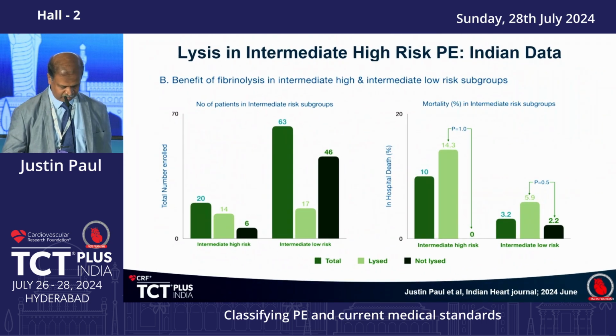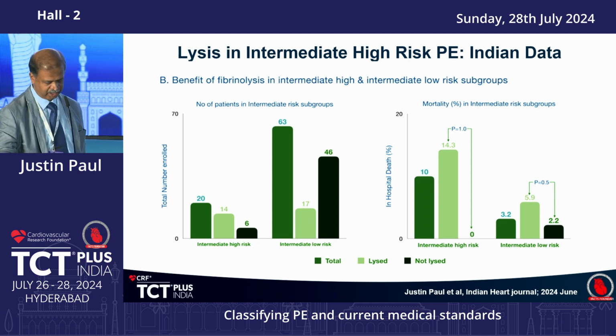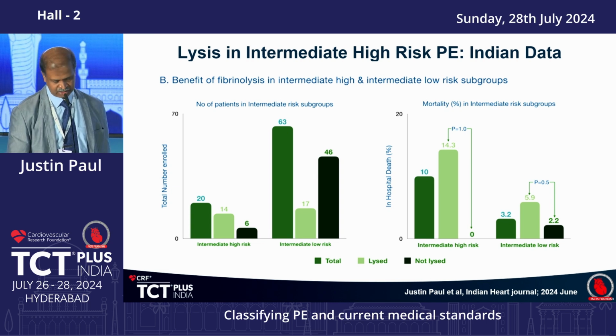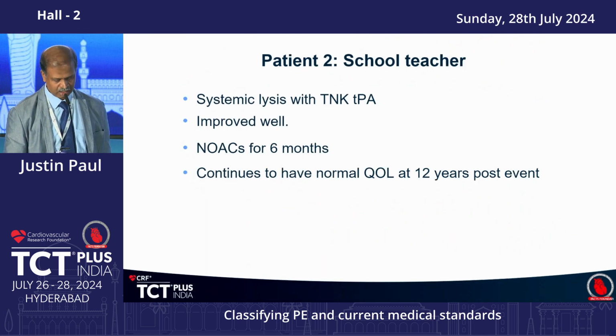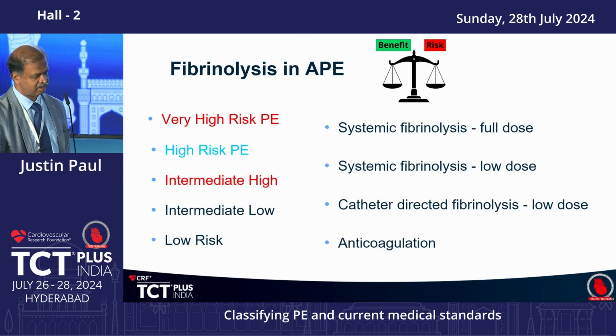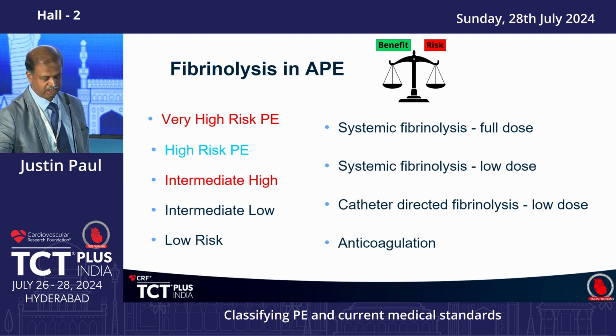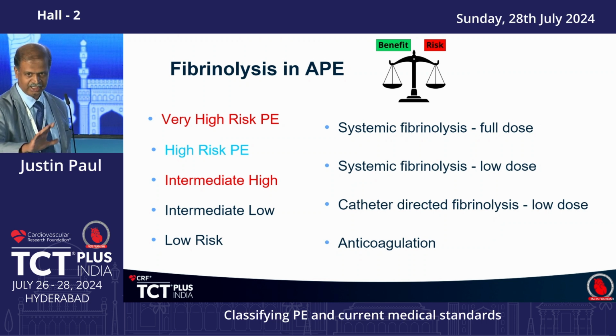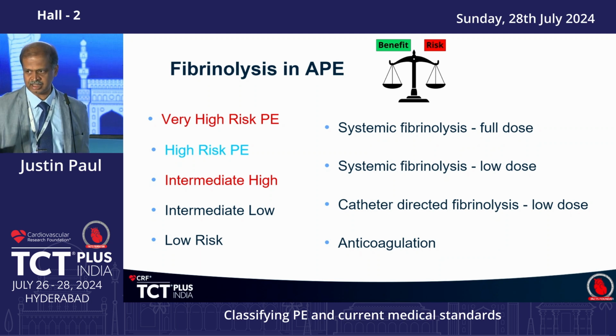This is data from our study. As you can see, we had only 83 patients with intermediate risk pulmonary embolism, of which only 20 were intermediate high, and the numbers were very low. It was not statistically significant. So this patient, we gave systemic lysis, tenecteplase, and she did well. She was on Novax for 6 months, and she continues to have a good quality of life at 12 years post-event. Now coming to fibrinolysis, somehow I feel that if I am part of the ESC guidelines or some guidelines which classify, I'll request the high risk to be classified into very high risk PE and high risk PE.